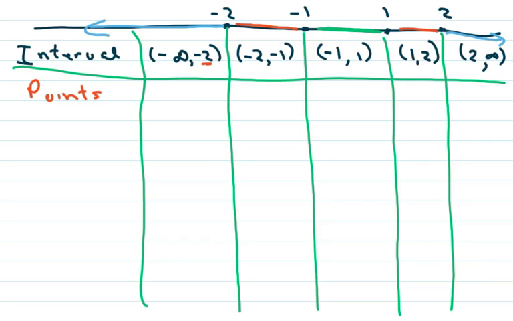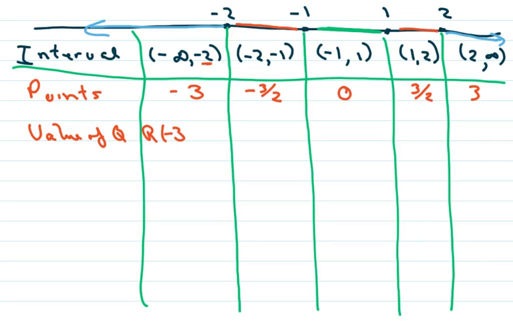So I'm going to pick negative 3. Here I've got to pick a fraction, so I'll just do negative 1.5 here. I'm going to pick 0. Since it's symmetric, this is going to be nice. I want to pick 3/2 here and 3 here. Now I have to find my value of Q, or your Y, by plugging in negative 3, all these points.